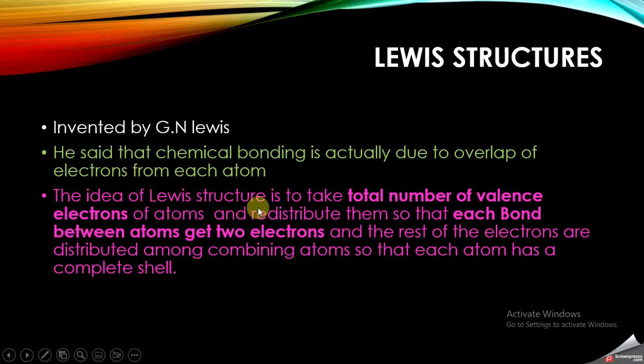The idea of the Lewis structure is that he takes the total number of valence electrons of the atoms and then redistributes them so that each bond between two atoms gets two electrons, and the rest of the electrons are distributed between the combining atoms so that each atom has a complete shell. Now we are going to do this in a certain number of steps to understand it.